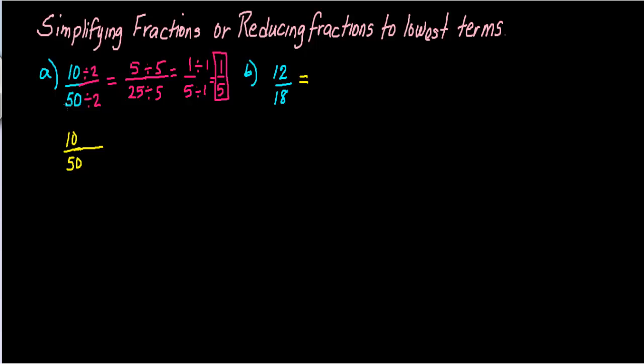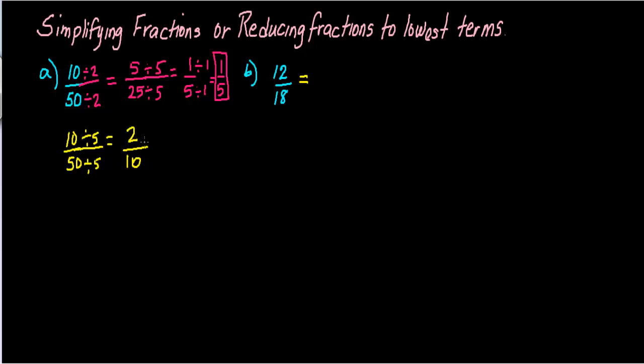Okay? So we can go ahead and instead of dividing by 2 at first, we can divide by 5 if that's the number you think is going to help you. And notice 10 divided by 5 is 2, and 50 divided by 5 is 10. And you end up with a fraction that you can reduce even more.